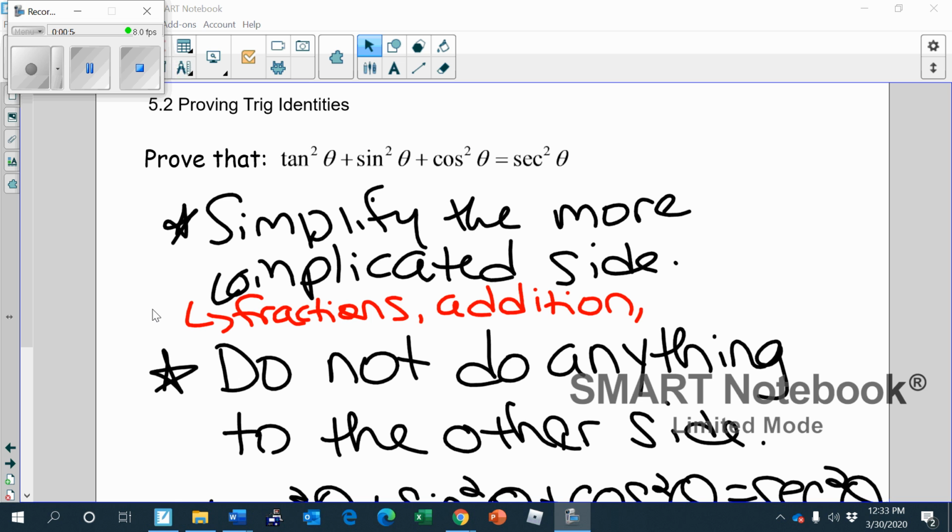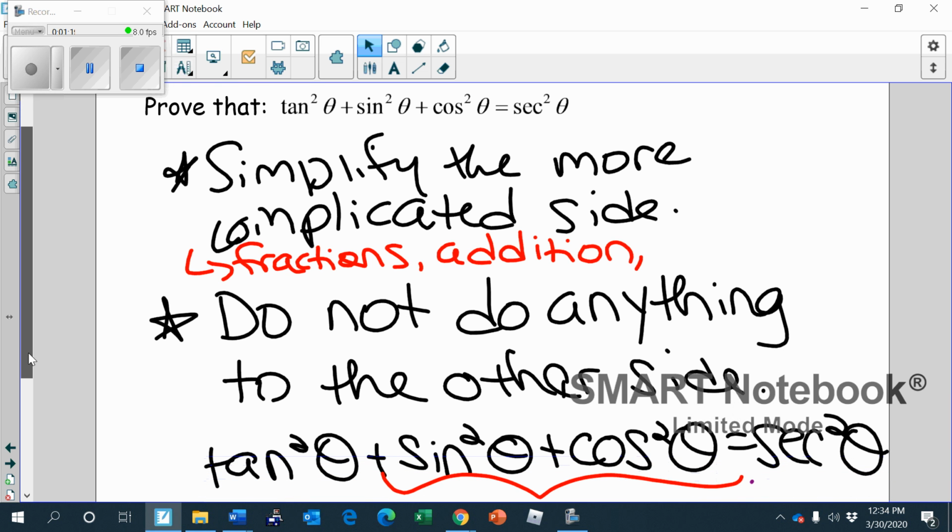So it just says prove that. Okay, so I have tan squared plus sine squared plus cosine squared is equal to secant squared. The first thing we talk about is that we want to simplify the more complicated side. That includes fractions, adding, subtracting, anything like that. That's definitely the more complicated side. And you are only allowed to simplify that side. You are not to do anything to the other side. Do you see what I wrote there as well?